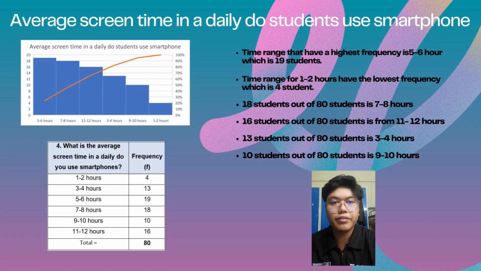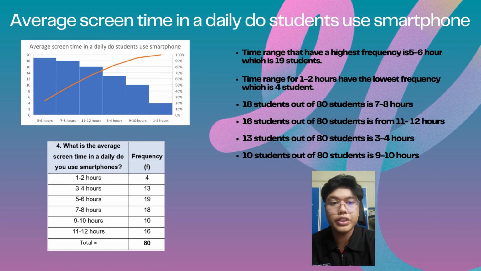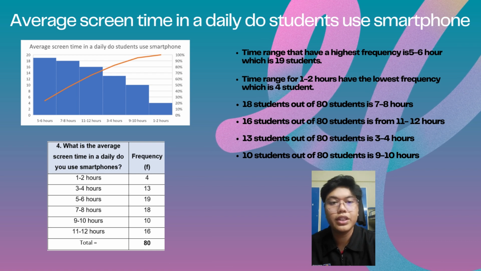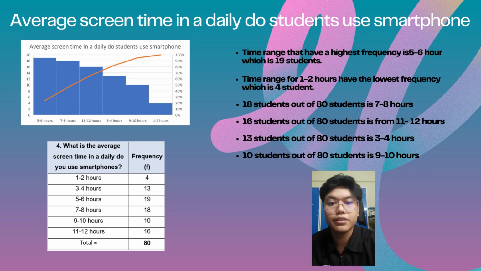The average daily screen time of students using smartphones: the lowest is 1 until 2 hours, which is 4 students. The highest is 5 until 6 hours, 19 students, followed by 3 until 4 hours with 13 students, 7 until 8 hours with 18 students, 9 until 10 hours with 10 students, and 11 and 12 hours with 16 students.